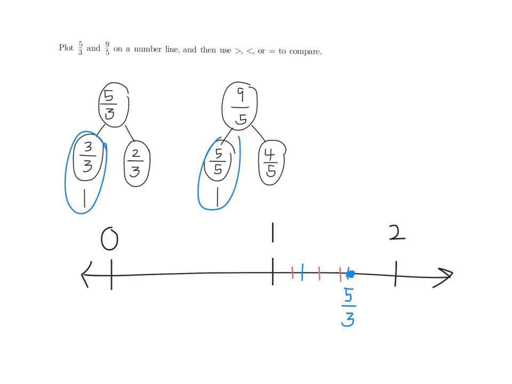Now, if I would divide it into fifths, it would be a little bit different. 1, 2, 3, 4, 5. So 4/5 is there, right? So using the number line, we can see that 9/5 is greater than 5/3. Or another way we could say that is 5/3 is less than 9/5.